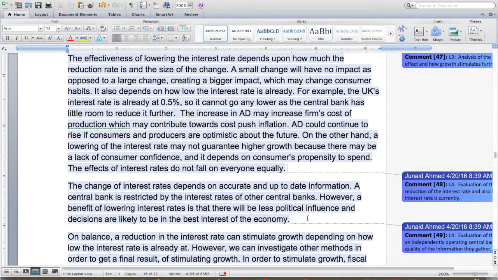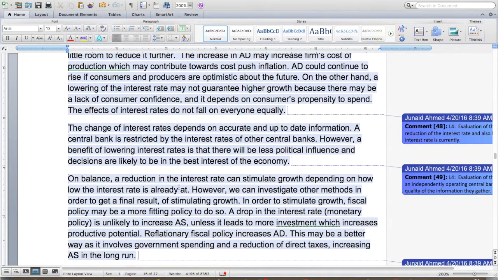Interest rates being determined by a central bank should be able to ensure that these decisions are being made in the best interest of the economy and away from government, because we actually should explain here that the central bank is somewhat independent of government. On balance, a reduction in the interest rate can stimulate growth depending on how low the interest rate is already at. However, we can investigate other methods in order to get a final result of stimulating growth.